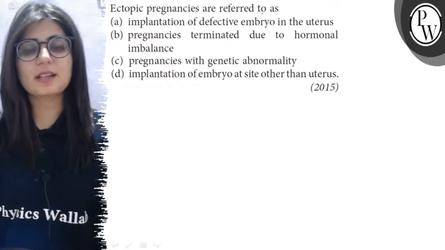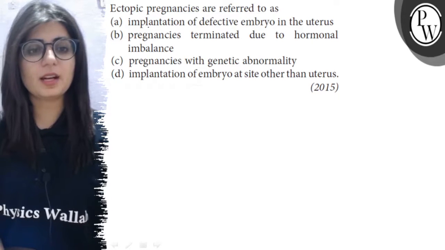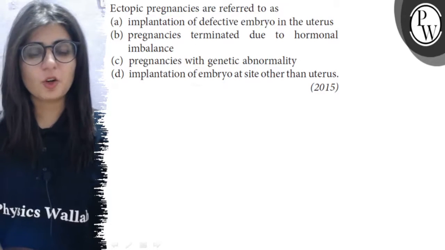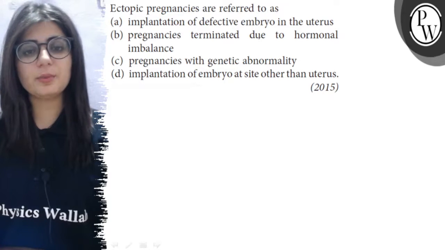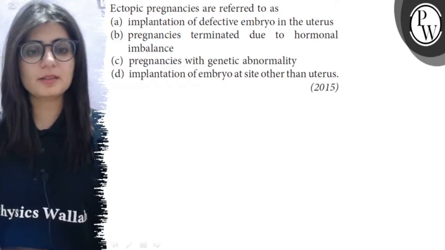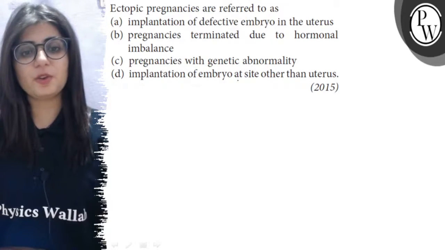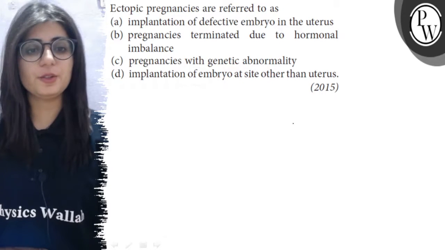Ectopic pregnancies are referred to as, and the options are: A, implantation of defective embryo in the uterus. Option B is pregnancies terminated due to hormonal imbalance. Option C is pregnancies with genetic abnormality. And option D is implantation of embryo at site other than uterus.